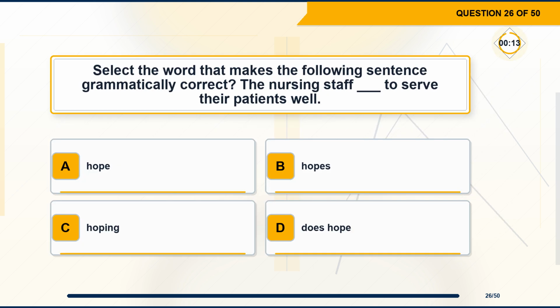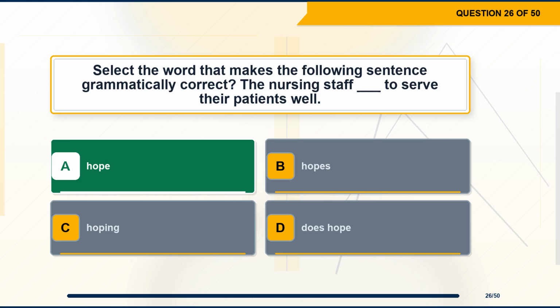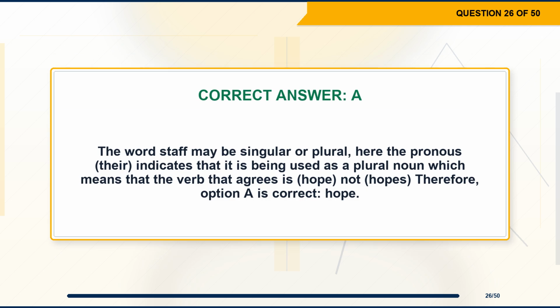Question 26. Select the word that makes the following sentence grammatically correct. The nursing staff blank to serve their patients well. Option A, hope. Option B, hopes. Option C, hoping. Option D, does hope. The correct answer is option A, hope. Explanation. The word staff may be singular or plural. Here the pronoun, their, indicates that it is being used as a plural noun, which means that the verb that agrees is hope, not hopes. Therefore, option A is correct, hope.